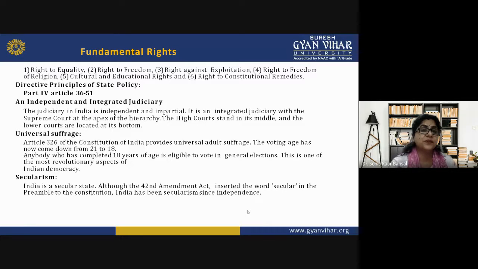Then secularism. India is a secular state. Although the 42nd Amendment Act inserted the word secular in the preamble to the Constitution, India has been secular since independence. We cannot deny that.